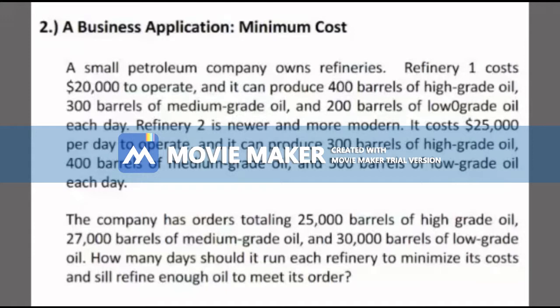Refinery 2 is newer and more modern. It costs $25,000 per day to operate, and it can produce 300 barrels of high-grade oil, 400 barrels of medium-grade oil, and 500 barrels of low-grade oil each day. The company has orders totaling 25,000 barrels of high-grade oil, 27,000 barrels of medium-grade oil, and 30,000 barrels of low-grade oil. So how many days should it run each refinery to minimize its cost and still refine enough oil to meet its orders?